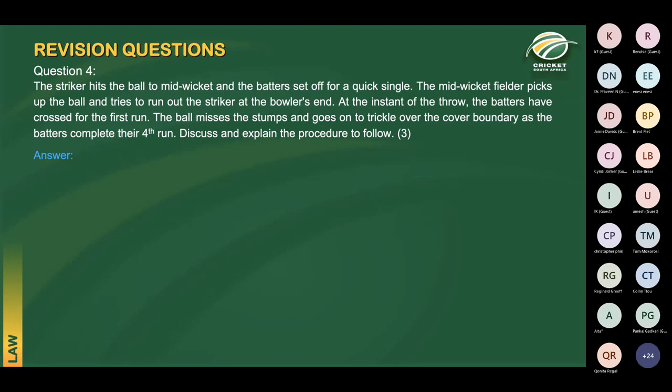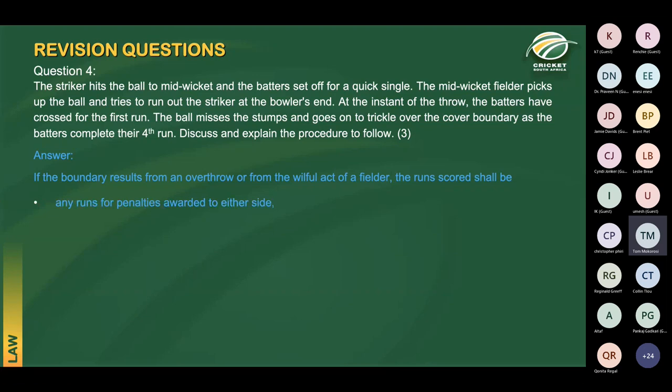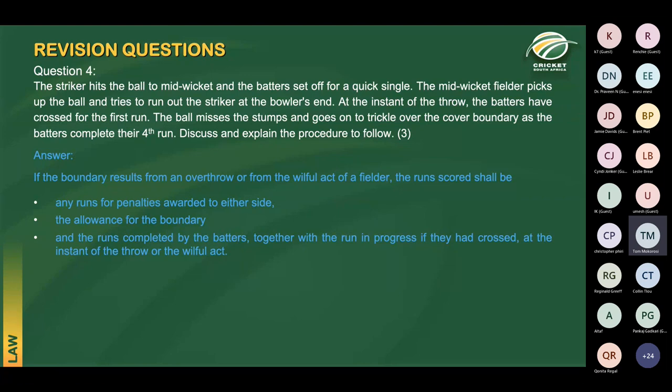Law says that if the boundary results from an overthrow or the willful act of a fielder, the runs scored shall be any runs for penalties awarded to either side, the allowance for the boundary, and the runs completed by the batters, together with the run in progress if they had crossed at the instant of the throw. And this is the important point: it is at the instant of the throw, not when the ball crosses the boundary, but at the instant of the throw, how many runs had they crossed for.